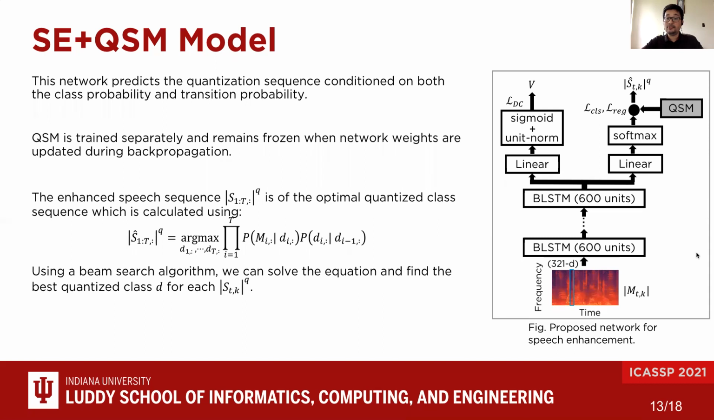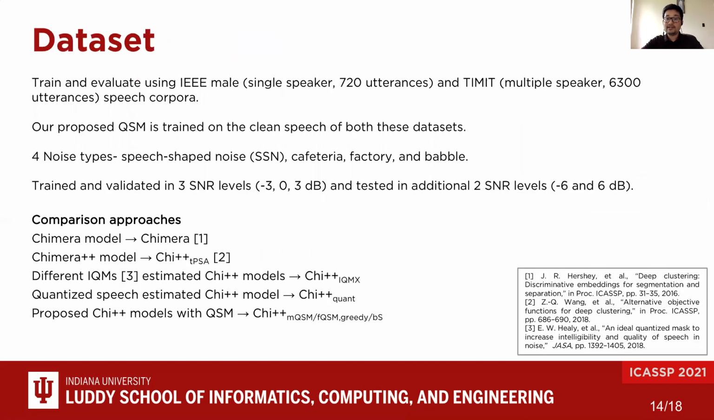Now, dataset. We train and evaluate using IEEE male and TIMIT speech corpora. We propose QSM. QSM is trained on the clean speech of both these datasets. Four noise types are used. They are speech shape noise, cafeteria, factory, and babble. We train and evaluate our networks in 3 SNR levels: -3, 0, 3 dB. We also test the models with 2 additional SNRs, -6 and 6 dB.